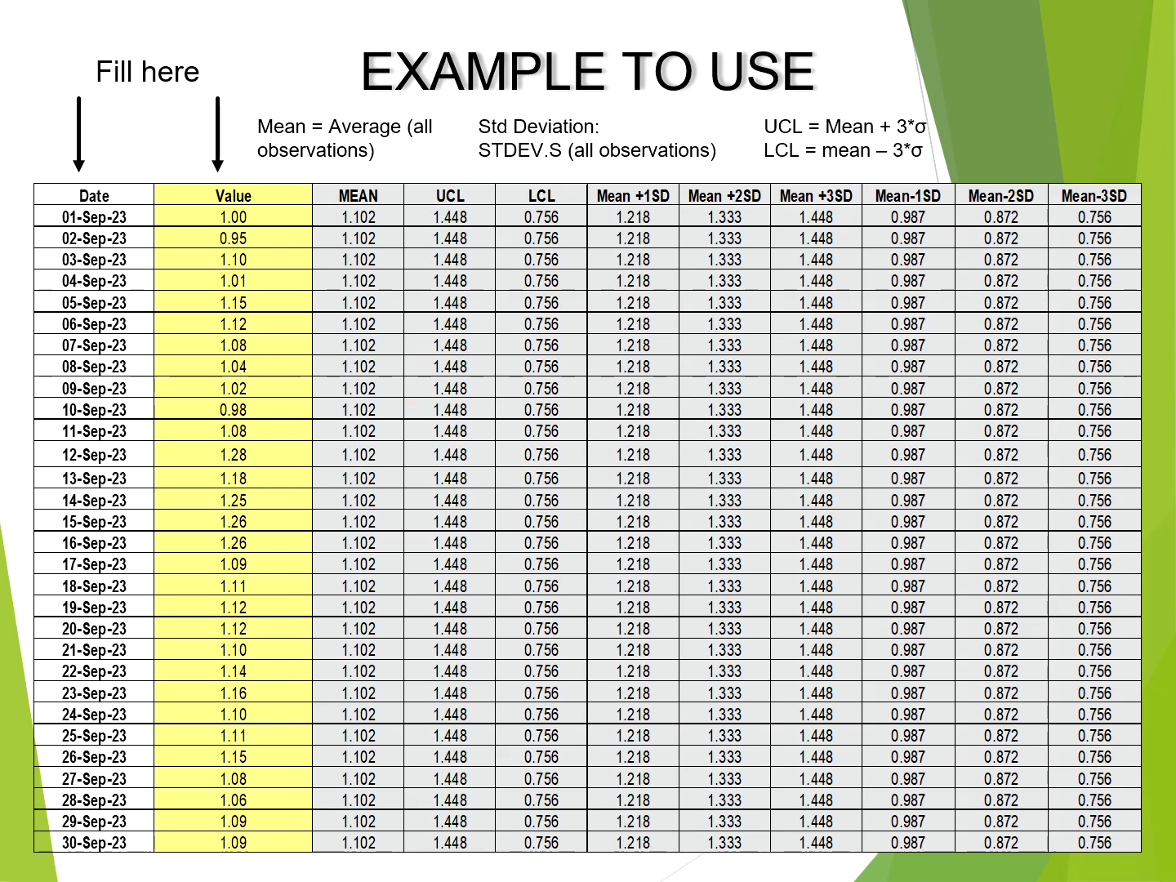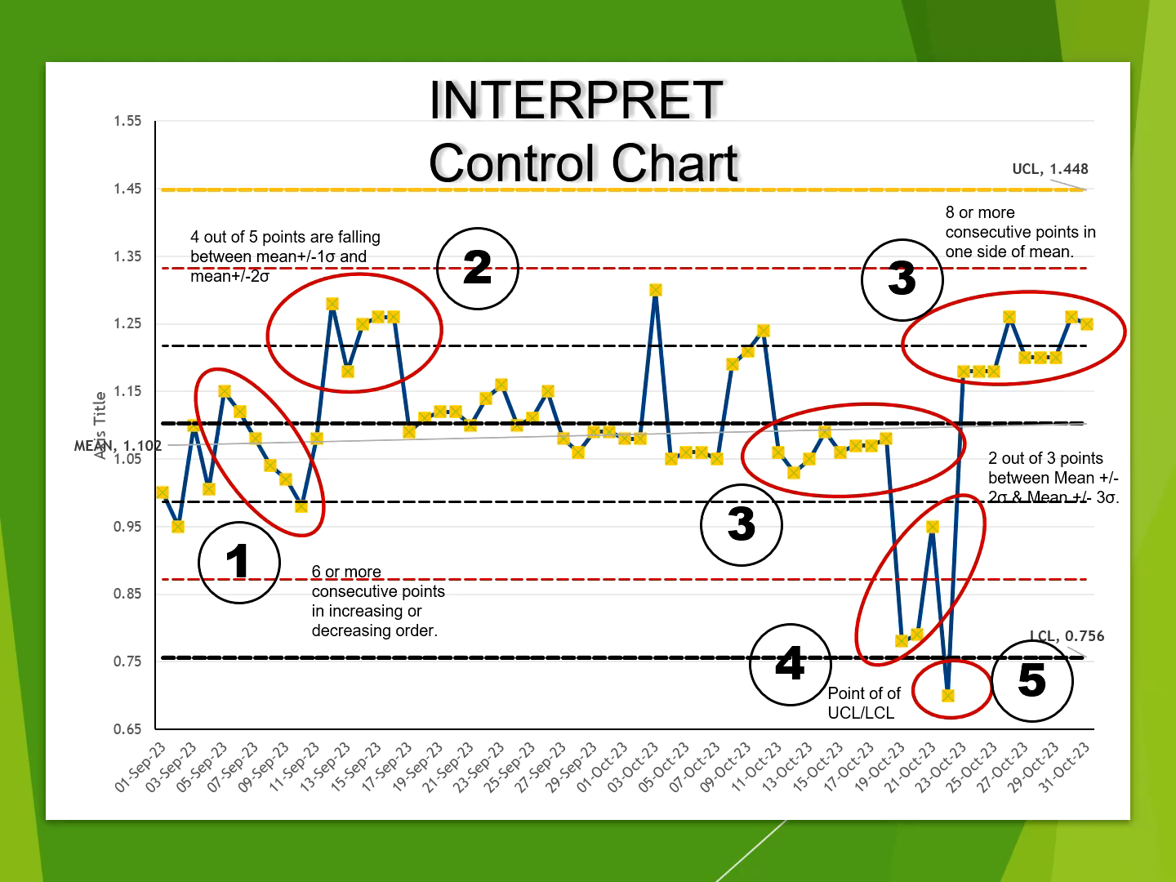A graph is given on the next with the readings we have taken before. This is the actual graph we'll be making. And how to interpret the control chart, we have discussed before also: if 6 or more points are in increasing or decreasing order, then this is a point of concern. Again, if 4 out of 5 points are falling between 1 and 2 sigma, then also this is a problem.